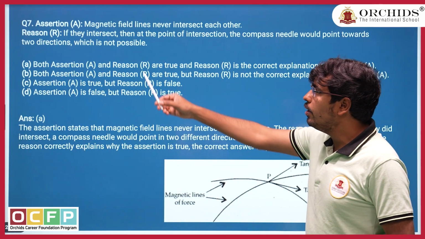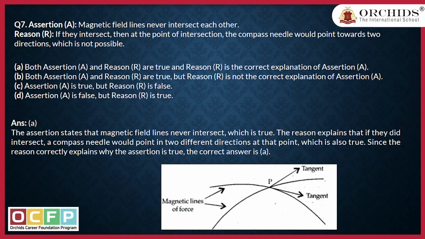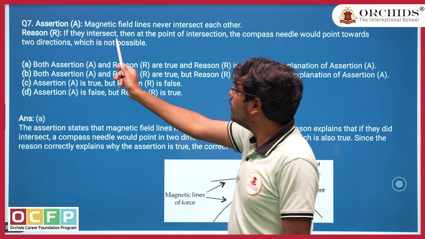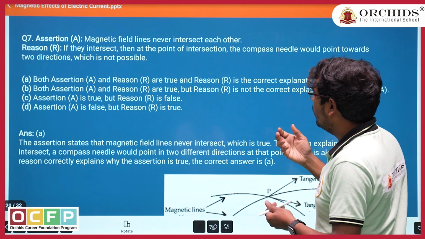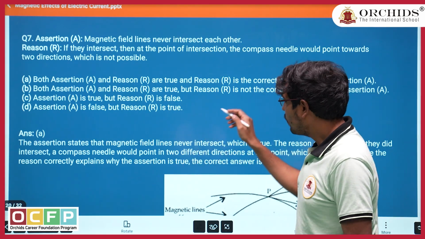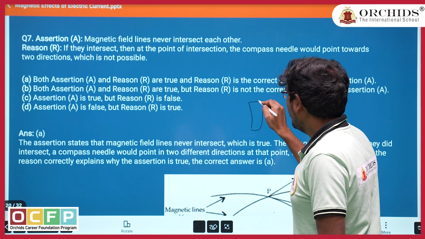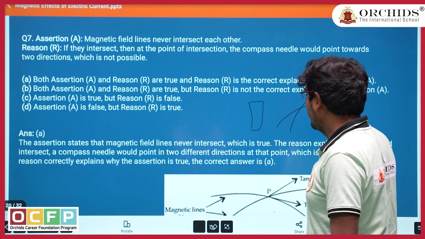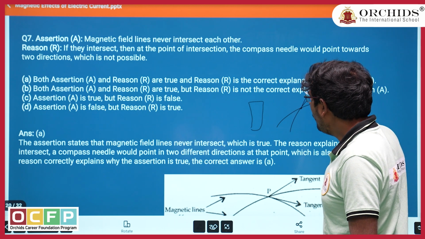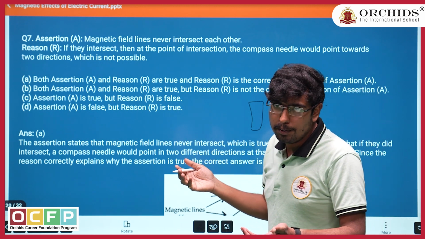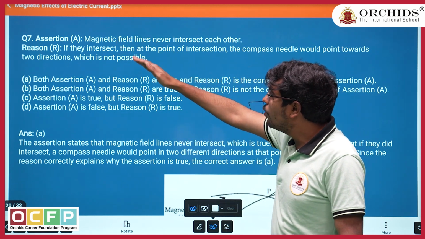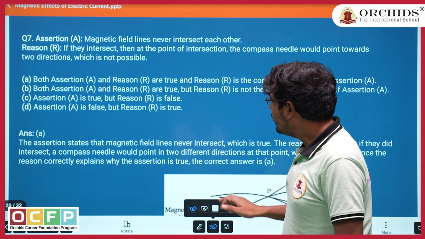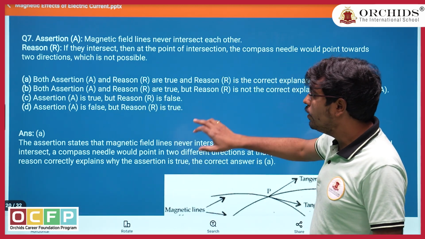The next question is again an assertion reason question. They asked here, magnetic field lines will never intersect each other, and the reason they gave: if they intersect, at the point of intersection we will have a compass needle showing two directions. Is it true or not? This one I already explained to you. When you take any magnet, the lines will not intersect. If they intersect, at the point of intersection we have two directions of magnetic field, which is impossible. So the reason is correct as well as the assertion is correct, and the reason is the correct explanation. So what will be the answer? Option A will be the answer. I hope this is clear for you.